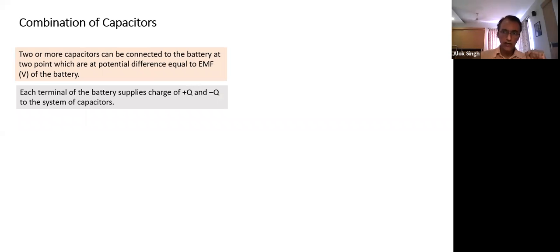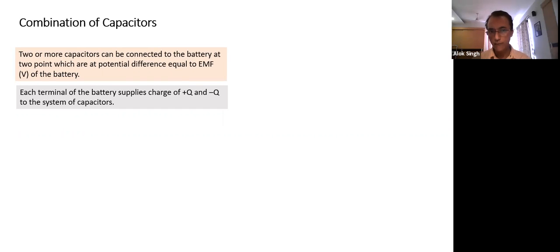How much charge has it transferred? It has transferred charge Q from the negative terminal to the positive side. So each battery terminal either supplies a charge of plus Q and minus Q, or I can say the battery has transferred charge Q from the negative side to the positive side of the system of capacitors. So the capacitance of the combination depends on the charge Q transferred. If for one combination the charge transferred is more and for another it is less, what does it convey?